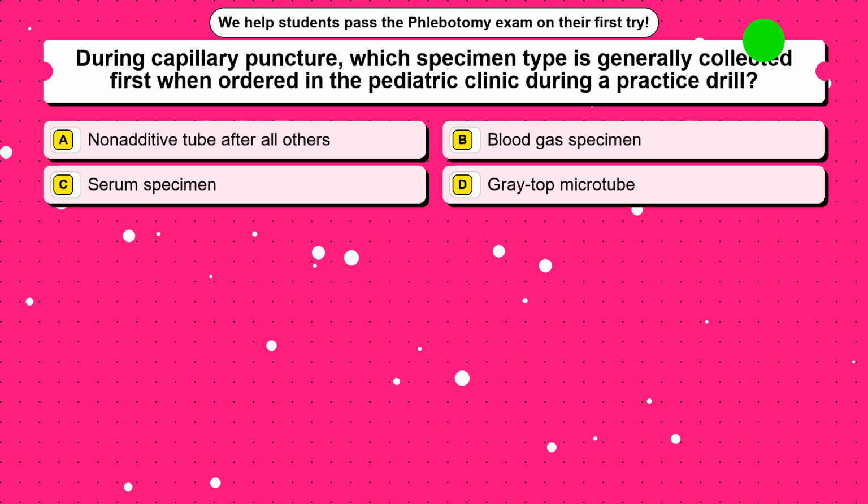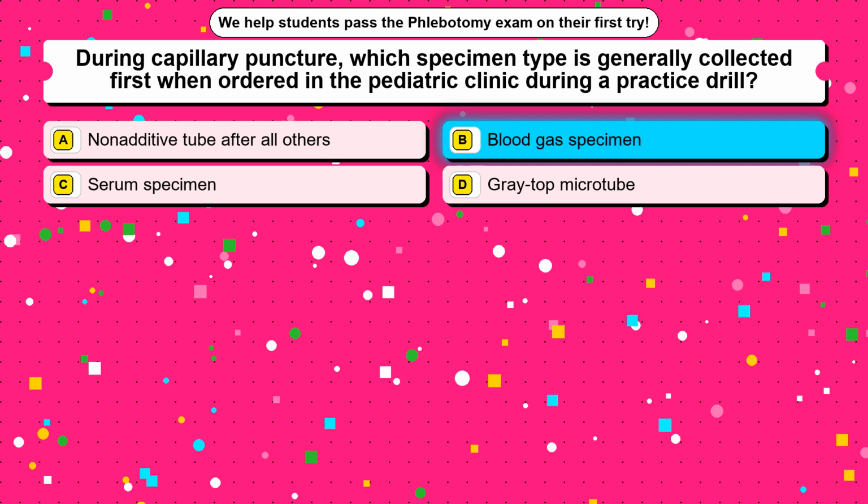Question 49. During capillary puncture, which specimen type is generally collected first when ordered in the pediatric clinic during a practice drill? Option A, non-additive tube after all others. Option B, blood gas specimen. Option C, serum specimen. Option D, gray top microtube.